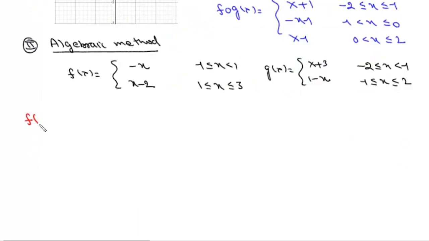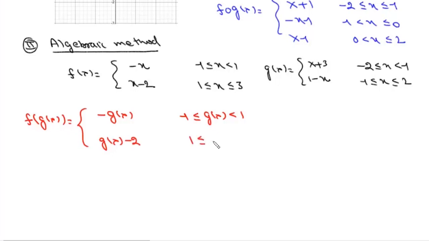Now again we'll find f of g(x). So we'll write f of g(x). Now in this definition we'll replace x with g(x). So it will be minus g(x) when g(x) lies between -1 and 1, and it will be g(x) minus 2 when g(x) lies between 1 and 3. So for this f of g(x), we have defined everything in terms of g(x). Now this g(x) itself has two definitions, x plus 3 and 1 minus x. So now we'll expand it in 4 parts using the definition of g(x).